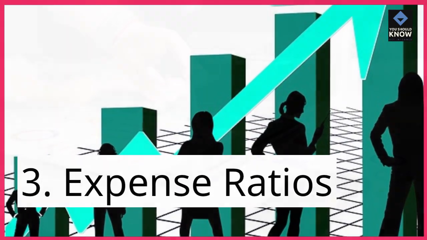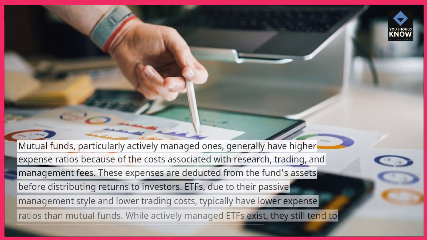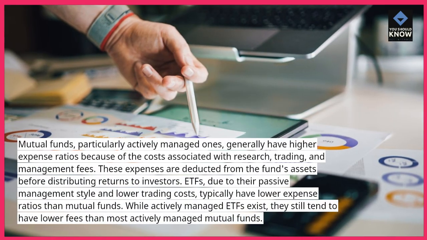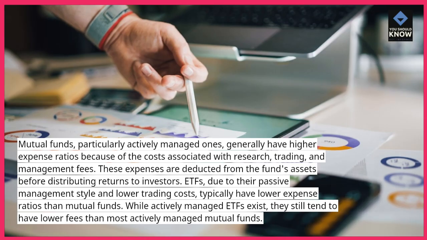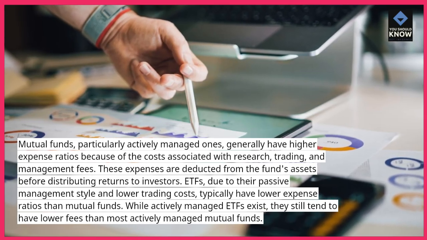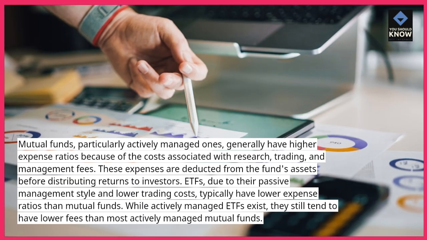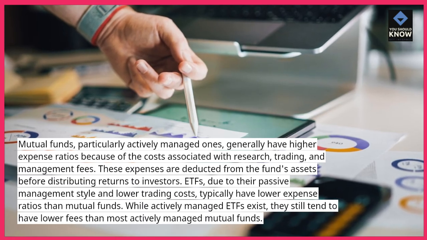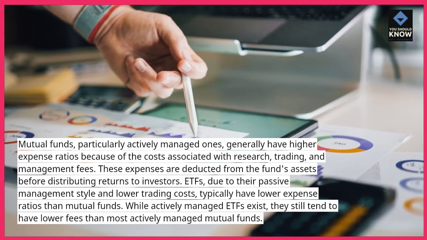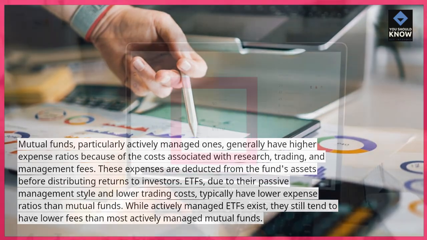3. Expense ratios. Mutual funds, particularly actively managed ones, generally have higher expense ratios because of the costs associated with research, trading, and management fees. These expenses are deducted from the fund's assets before distributing returns to investors. ETFs, due to their passive management style and lower trading costs, typically have lower expense ratios than mutual funds. While actively managed ETFs exist, they still tend to have lower fees than most actively managed mutual funds.